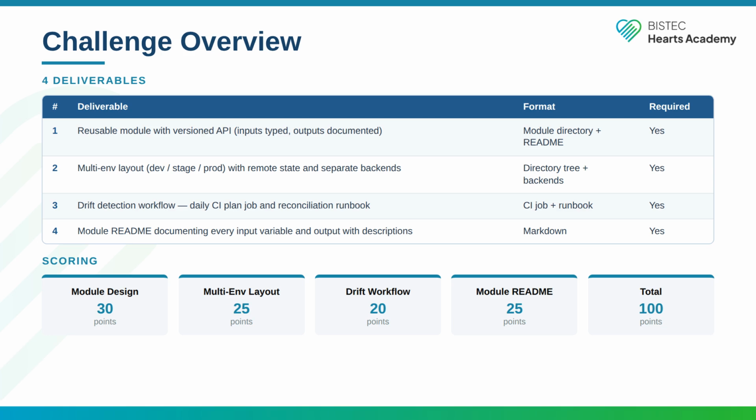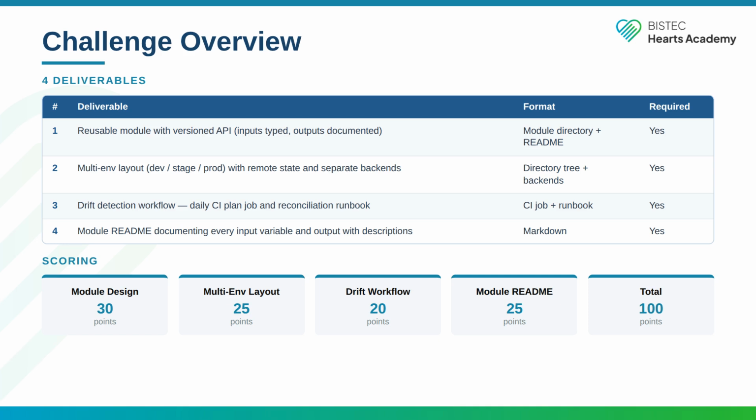Deliverable 2, 25 points: the multi-environment layout, envs/dev, envs/stage, envs/prod with separate state keys, and real per-env differences in tfvars. Locking proven via a transcript of two concurrent applies where one is blocked. A Makefile or shell wrapper preventing accidental cross-env apply.